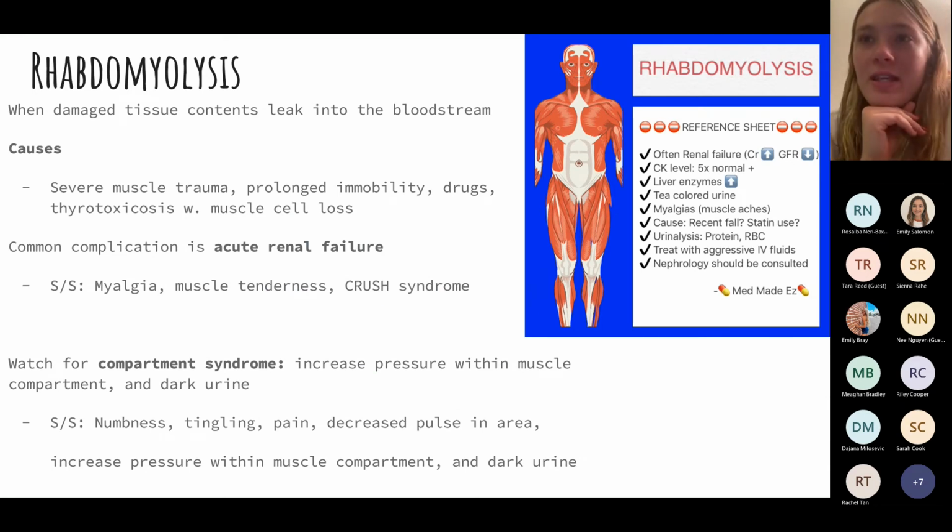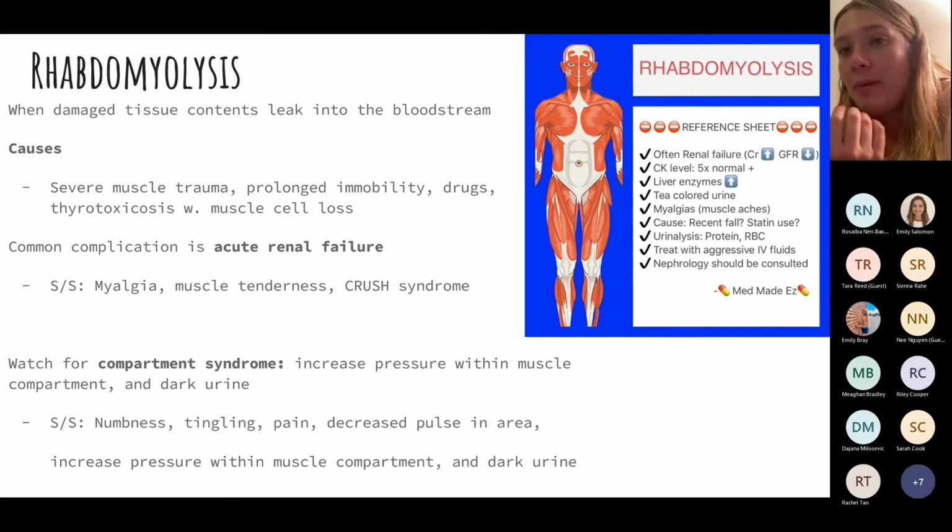Rhabdomyolysis. This is a really big concern, especially for our kidneys, because damaged tissue contents end up leaking into the bloodstream. These damaged tissue contents are very, very toxic. If any patients had severe muscle trauma or prolonged immobility, they're at risk for rhabdomyolysis, or rhabdo. The big issue with rhabdo is, yes, we have this damaged tissue, but we're really concerned about renal failure. That's going to be our main complication of rhabdomyolysis.